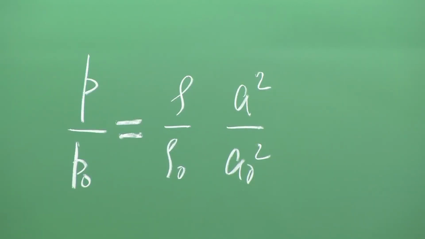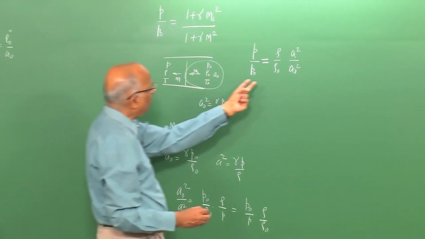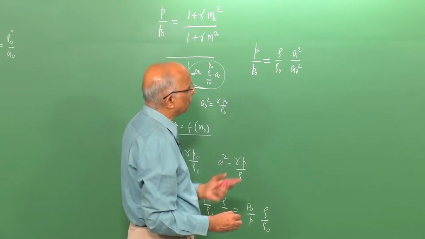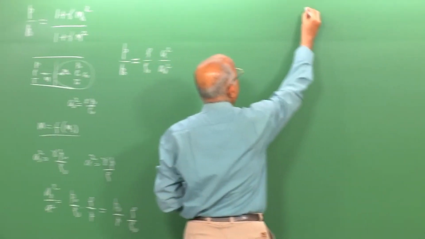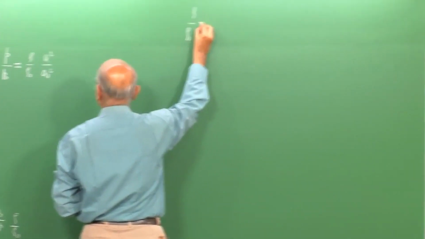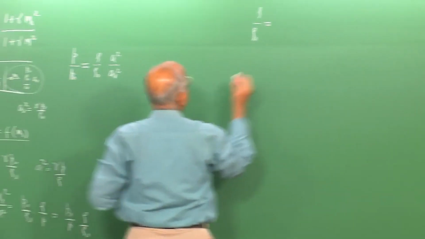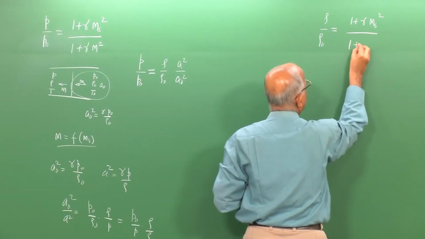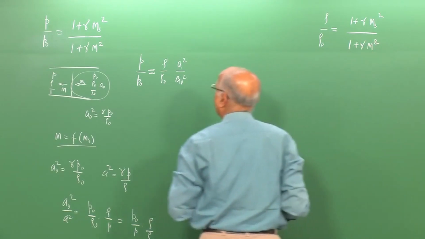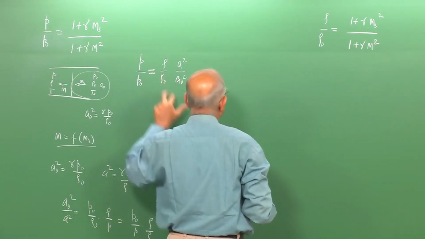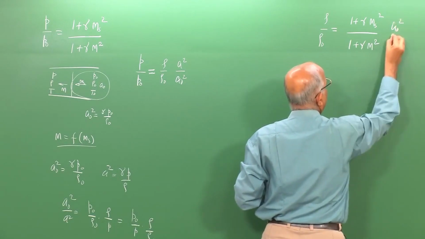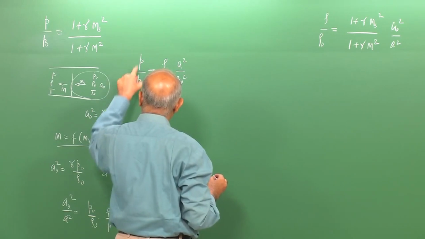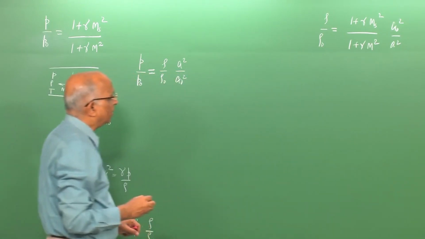Now, I already know the value of P by P0. If I can somehow get the value of rho by rho 0, therefore, let me put it explicitly in terms of rho by rho 0, which I do over here. I get the value of rho by rho 0 as equal to P by P0, which is equal to (1 plus gamma Ms square) divided by (1 plus gamma M square), into A0 square by A square. All what we have done is rho by rho 0, I get A0 square here and I substitute the value of P by P0 over here.